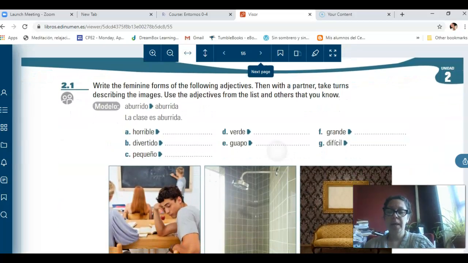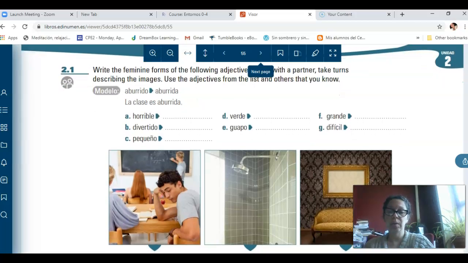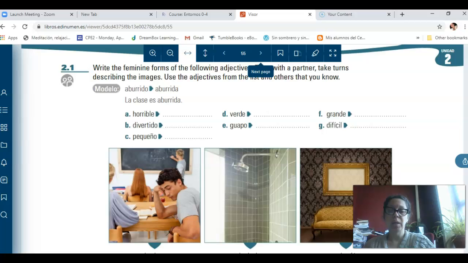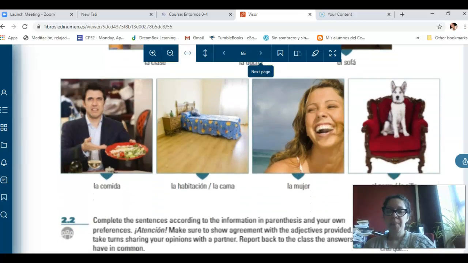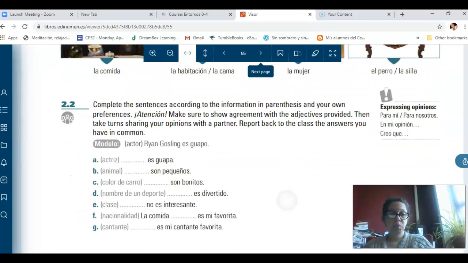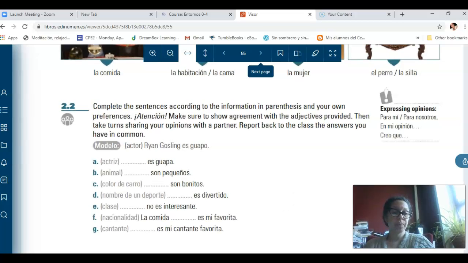Okay? Ejercicio 2.1, por ejemplo, aburrido, aburrida. La clase es aburrida. Horrible. You see, horrible is ending with E, so it's good for both. But divertido is masculine. Okay? Bien. So you can do those activities on your own. 2.2. And remember the expressions of opinions. Para mí, para nosotros, en mi opinión, creo que, and pienso que. You need to know them, okay? Especially for the quiz.